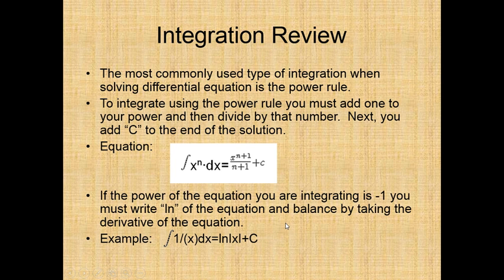So now back to the integration review, and this one is the power rule. Anytime you want to integrate x to the power of n dx, always raise the power by 1 and then divide by the new power. But don't forget, make sure you add the constant c.